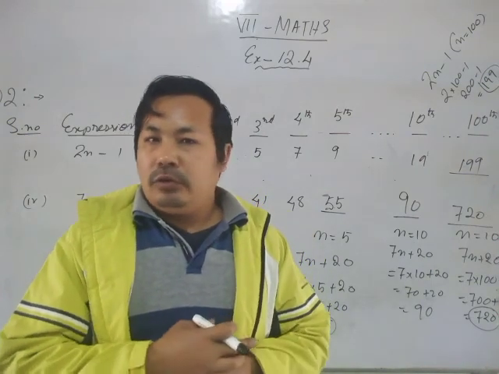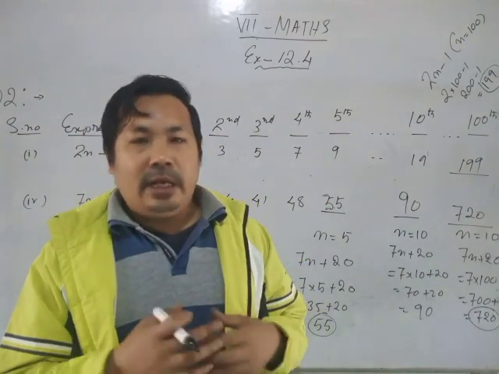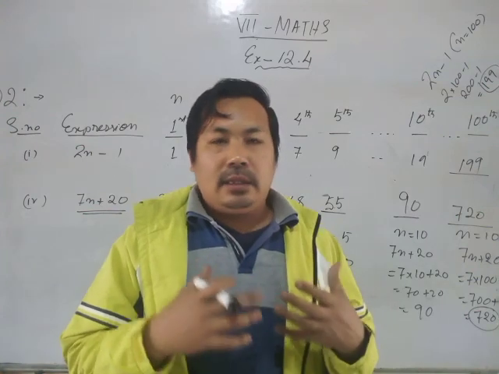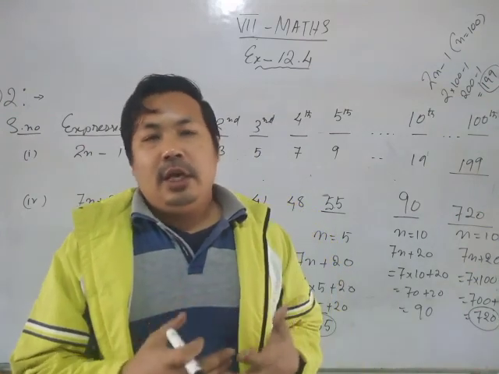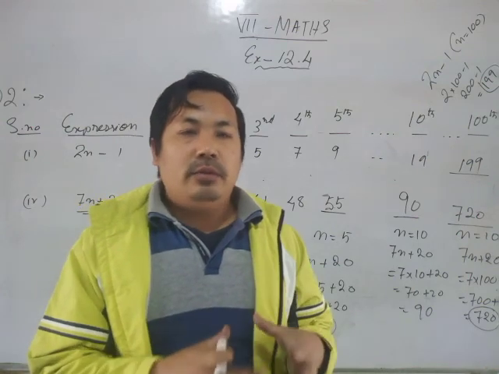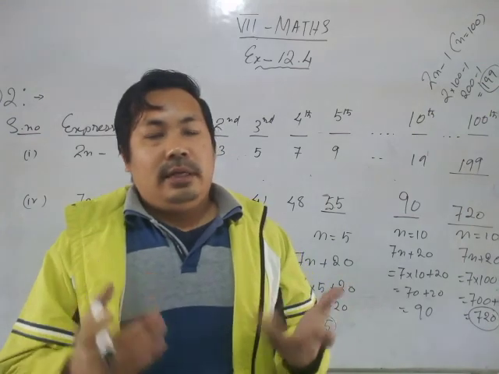Terms are also of two types: one is called variable terms and one is called constant terms. Variable terms are the terms that combine numbers and letters, and constant terms are the terms which are only numbers, that means our natural numbers.